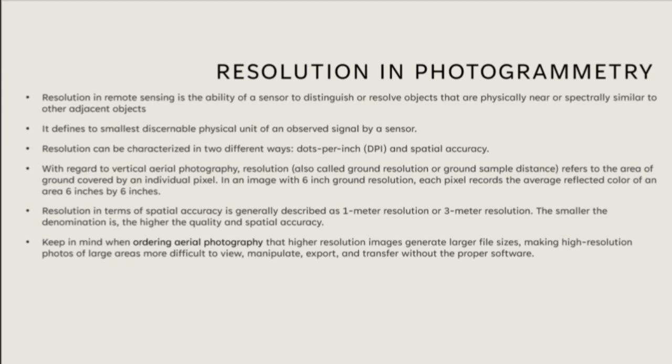Resolution in terms of spatial accuracy is generally described as 1 meter resolution or 3 meter resolution. The smaller the denomination is, the higher the quality and spatial accuracy. For example, most current NAIP imagery is collected at 1 meter resolution, which provides plenty of clarity to view buildings and other structures, as opposed to older NAIP imagery, which is generally closer to a 2 meter resolution.